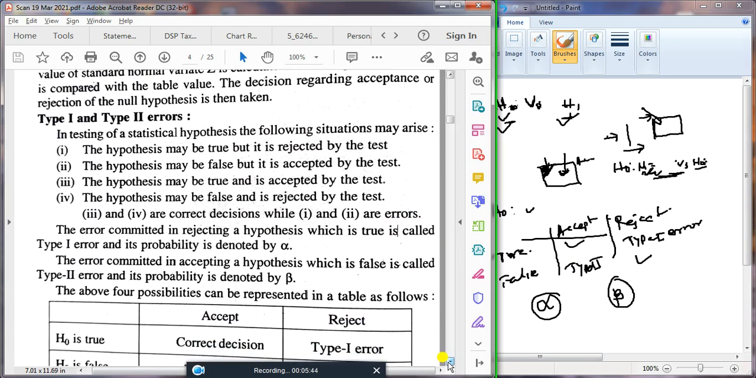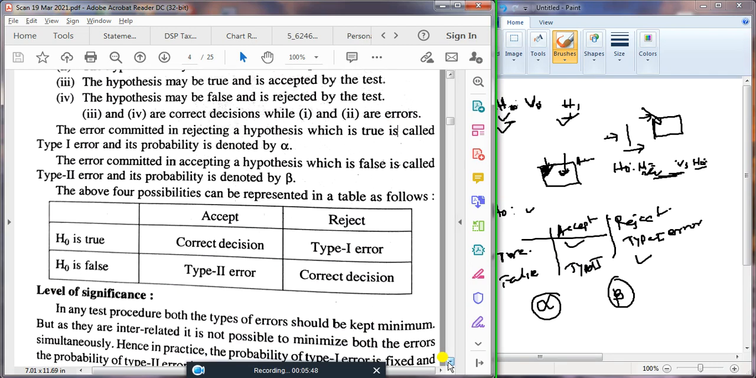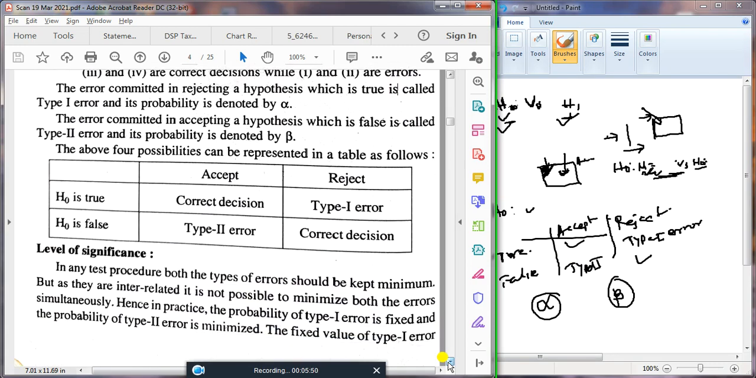So what if type 1 error and type 2 error are there? Then for that we have a concept, level of significance, which is balancing the type 1 error and type 2 error. No doubt they are interrelated.